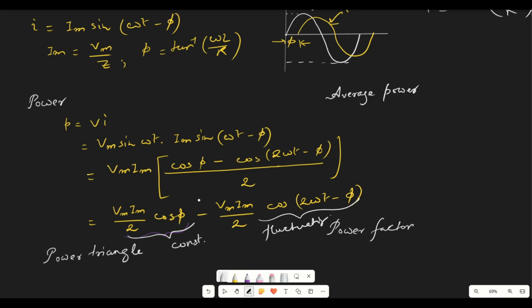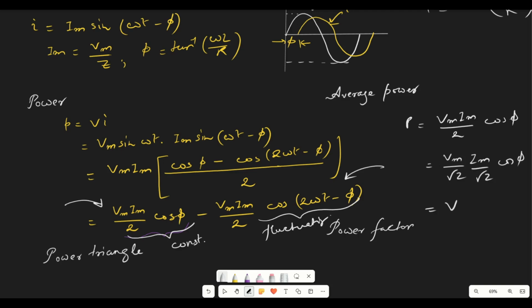This is already defined because we are dealing with resistance and inductance. Due to the resistor we must have a constant term, and due to the inductor we should also have a fluctuating term. So if you want to determine the average power, then the average power will be P equals Vm Im divided by 2 cos of phi. Now this can also be written as Vm by root 2 times Im by root 2 cos of phi, which is known as VI cos phi.